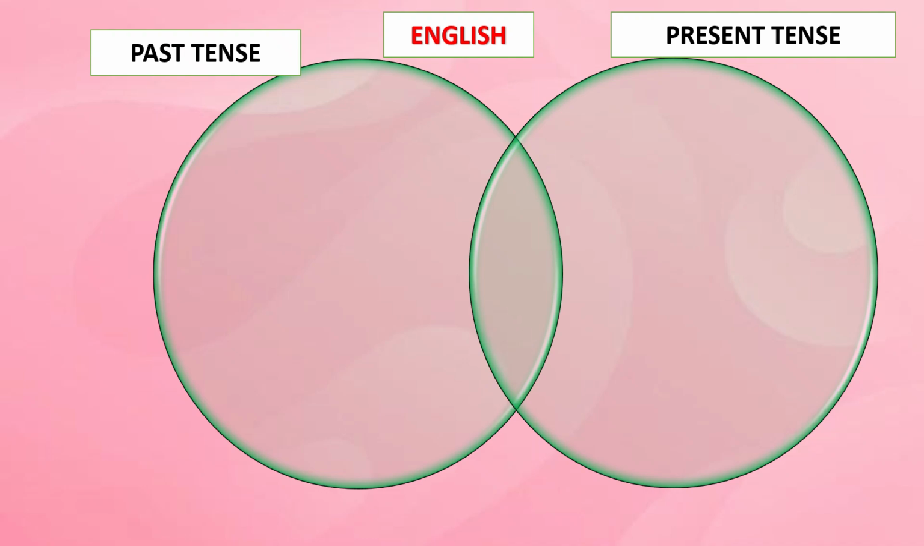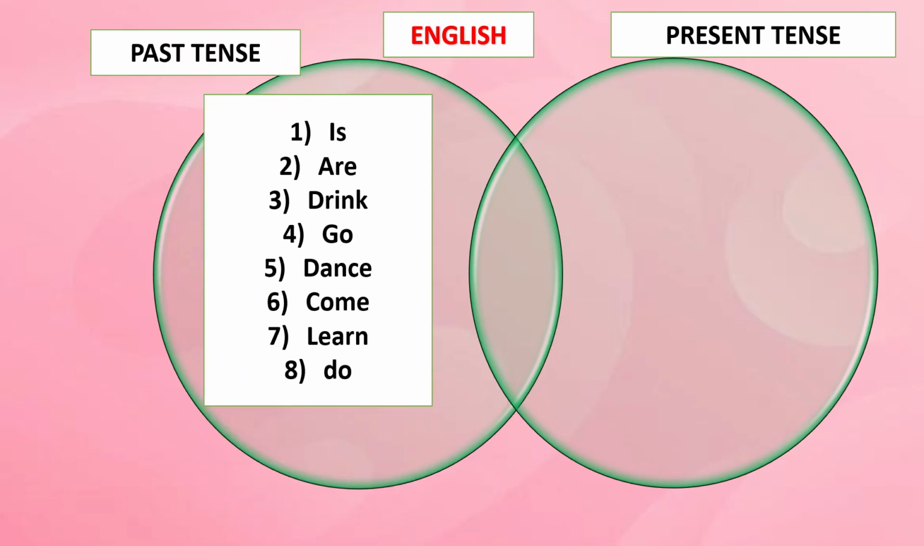So next is English: past tense and present tense. Simply ask them to write some 10 words. You can say, fill the Venn diagram with past tense on this side and present tense on this side. I gave a few examples: is, are, drink, go, dance, come, learn, do. Even the teacher can give this side, and this side they have to fill.